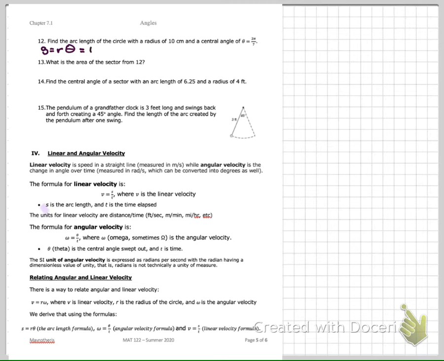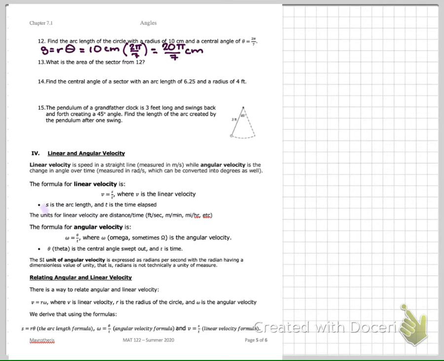So here they tell us the radius is 10 centimeters. I'm going to make sure I have that measurement in there. Our angle is 2 pi over 7. Remember that radians is unitless, so I don't have to multiply that by the centimeters. So I'm going to multiply this out. We get 20 pi over 7 centimeters.